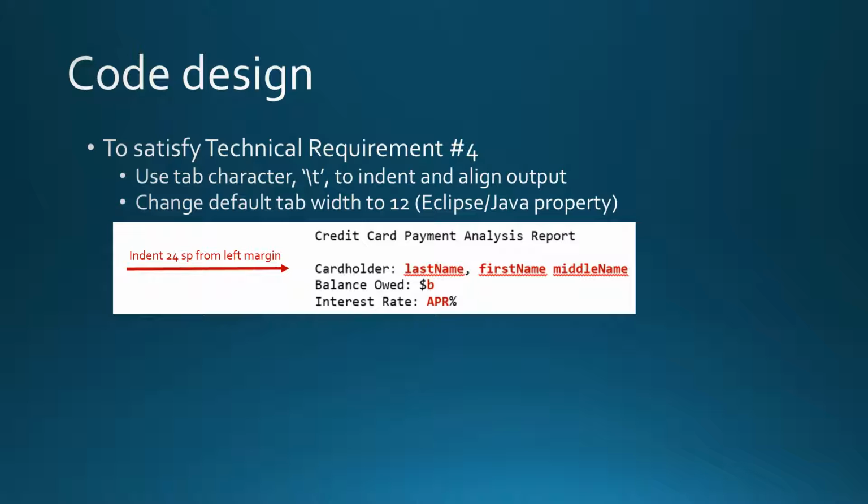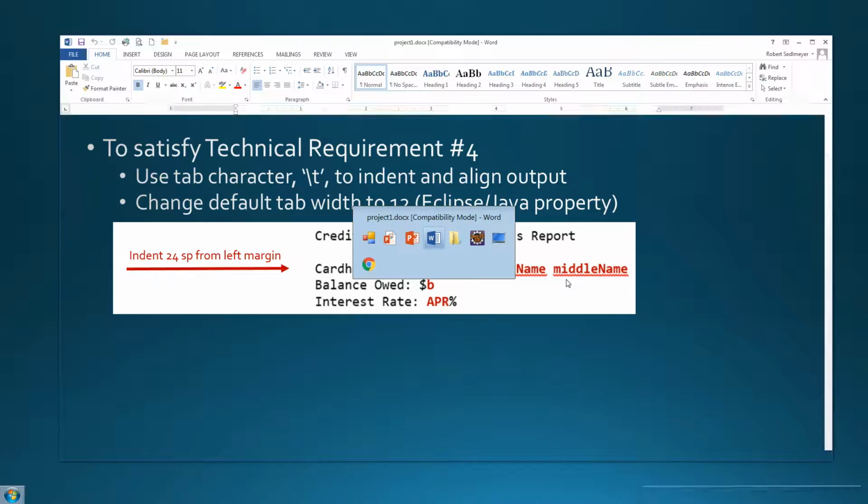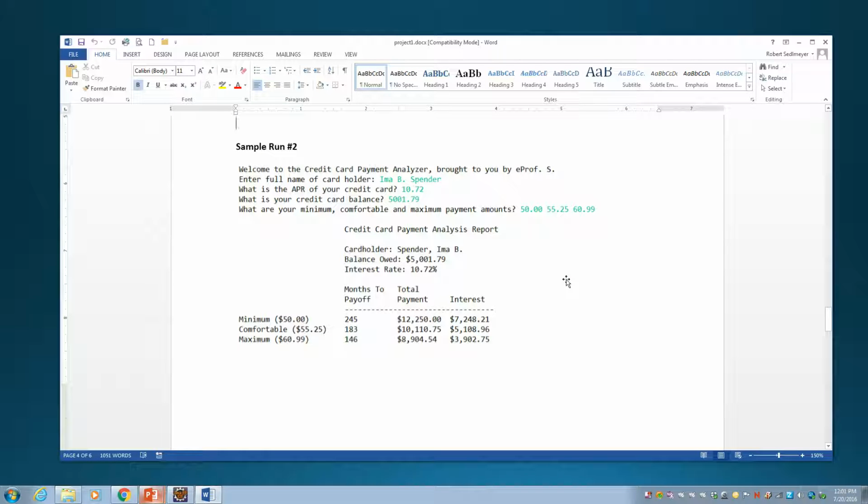With respect to knowing how many tab characters we're going to need, I indicated here we need to indent 24 spaces from the left margin, which will be equivalent to 2 tab characters. Well, how did I know that? Let's take a look at sample run number 2. All I did was count the number of characters from the first one at the left margin over to the first one in the title. If you count those, you'll see that there are 24, which is exactly 2 tab stops.